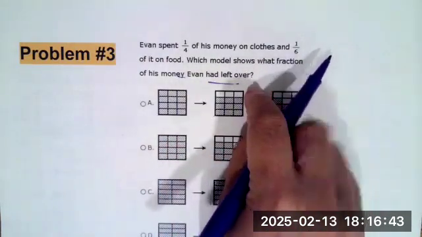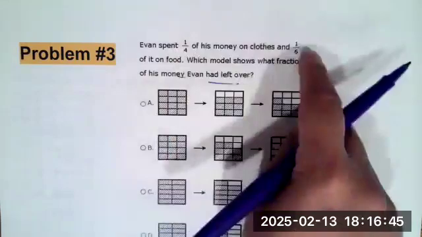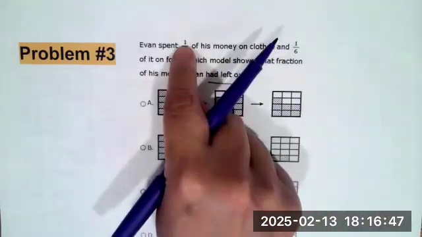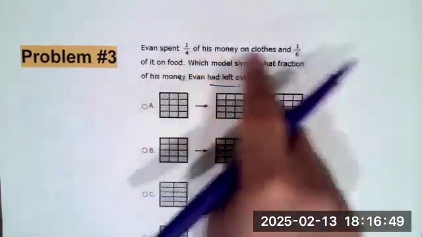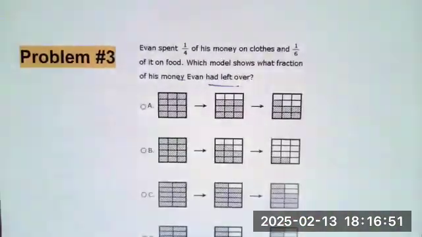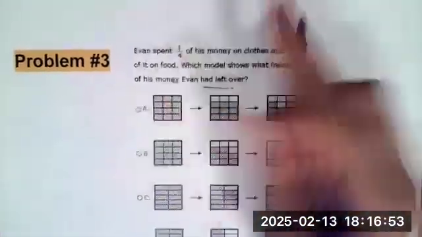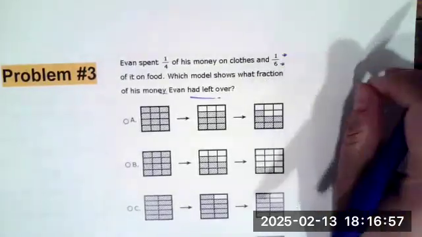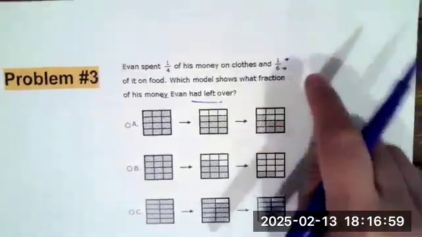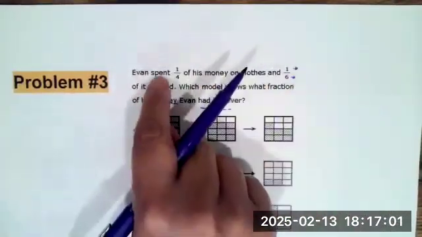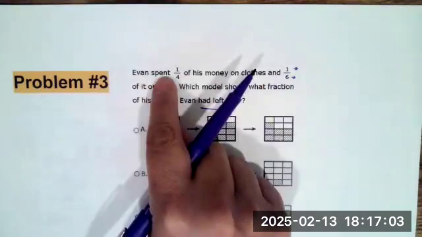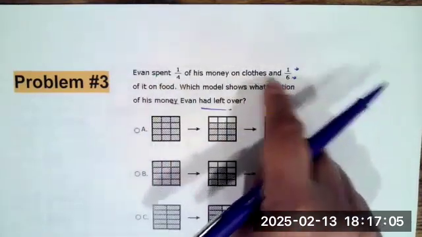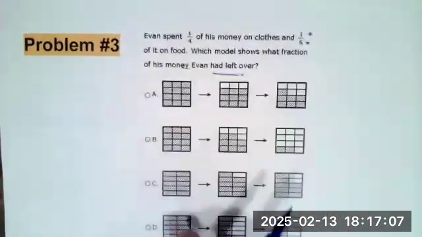We're going to be subtracting, but we're not going to be subtracting 1/4 from 1/6, right? We have to subtract it from how much total money he had. But how much money did he have? Well, let's figure it out. Remember, the numerator tells us the parts that we're counting. The denominator tells us the total parts of the whole. So let's see if we can find a common denominator and use that. That's going to help us see which model we can use.